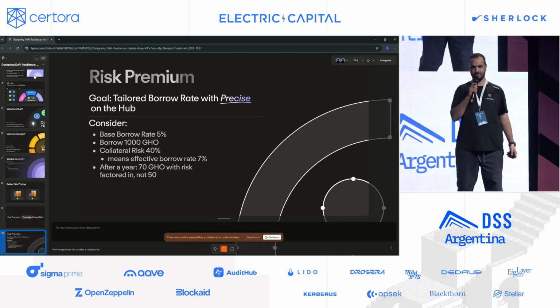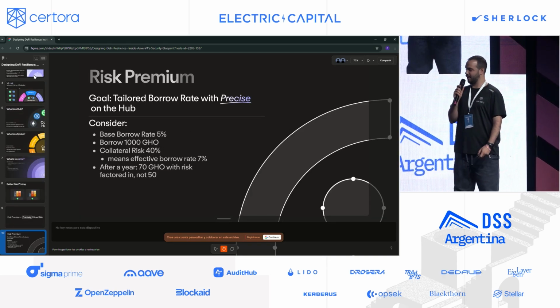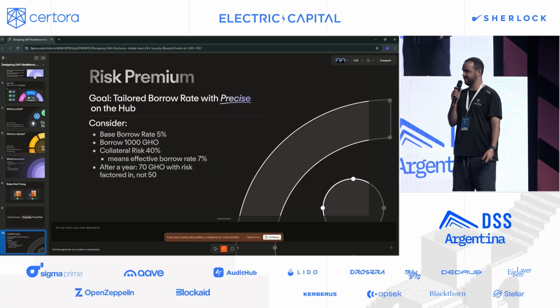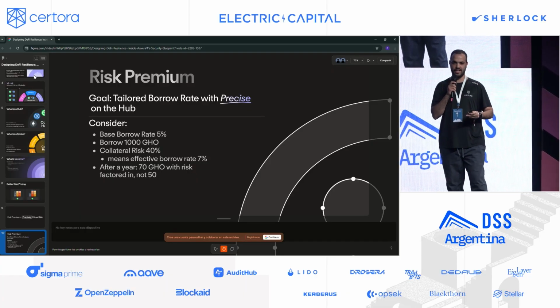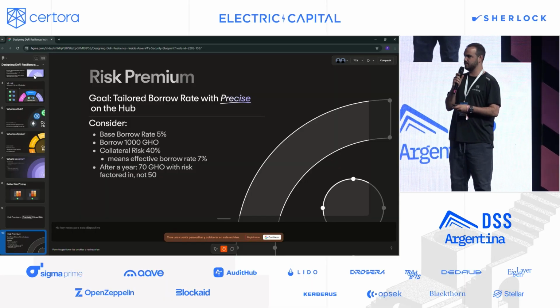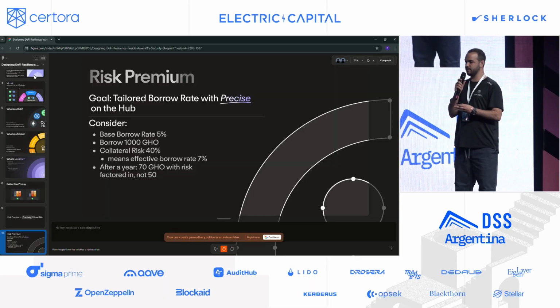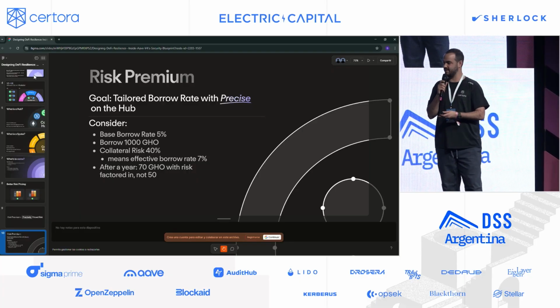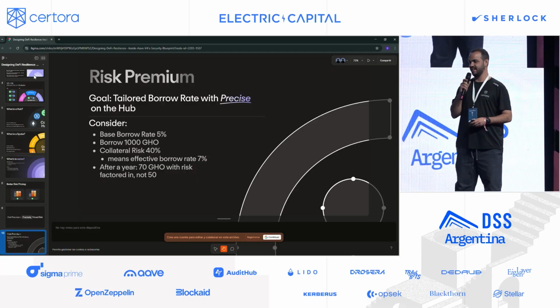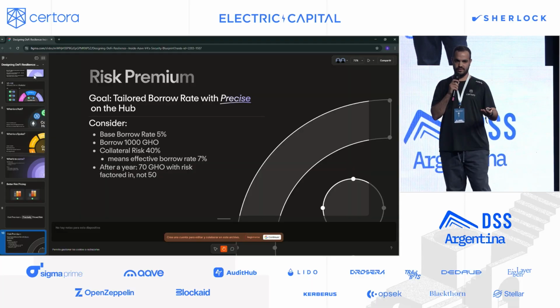So how can you do this? How can we precisely tailor a borrow position rate specifically for each user, so they have different rates as the collateral gets riskier? One way to do it is to use, let's say, a 5% base rate. As an example, a 5% base rate and 1,000 Go of debt.